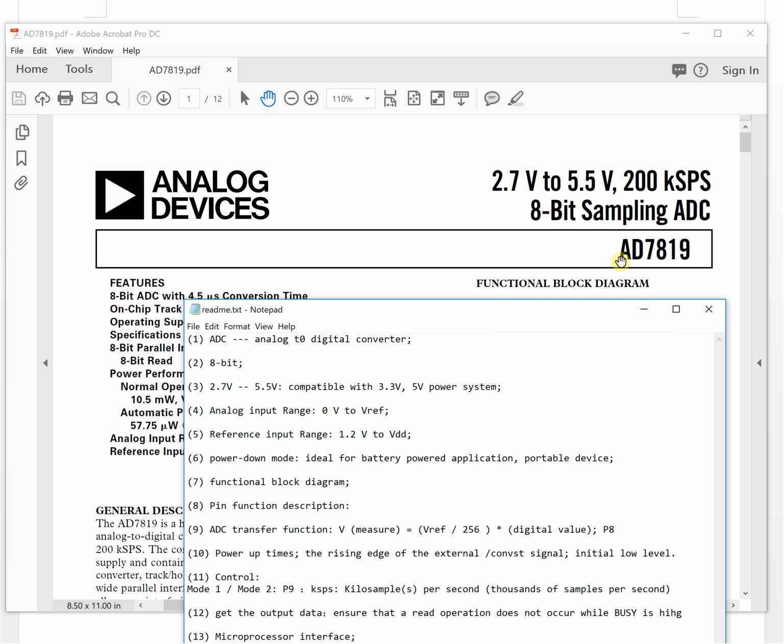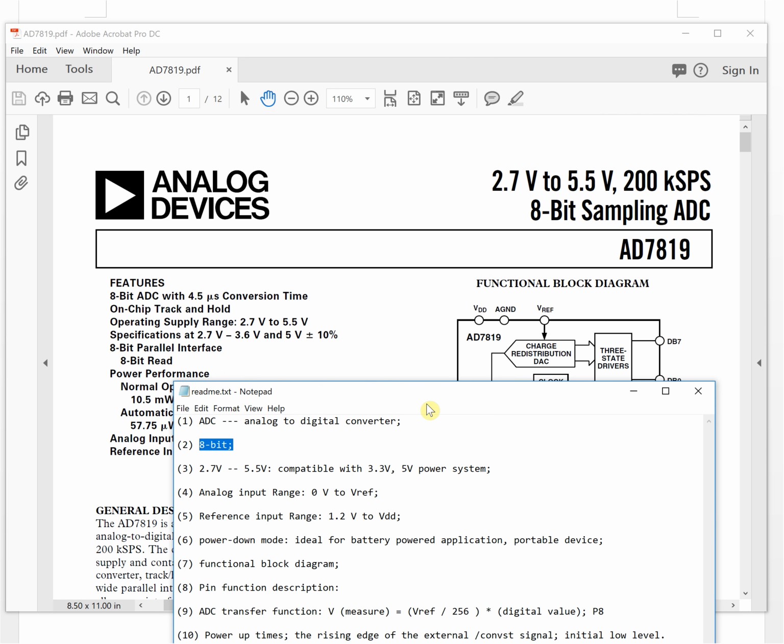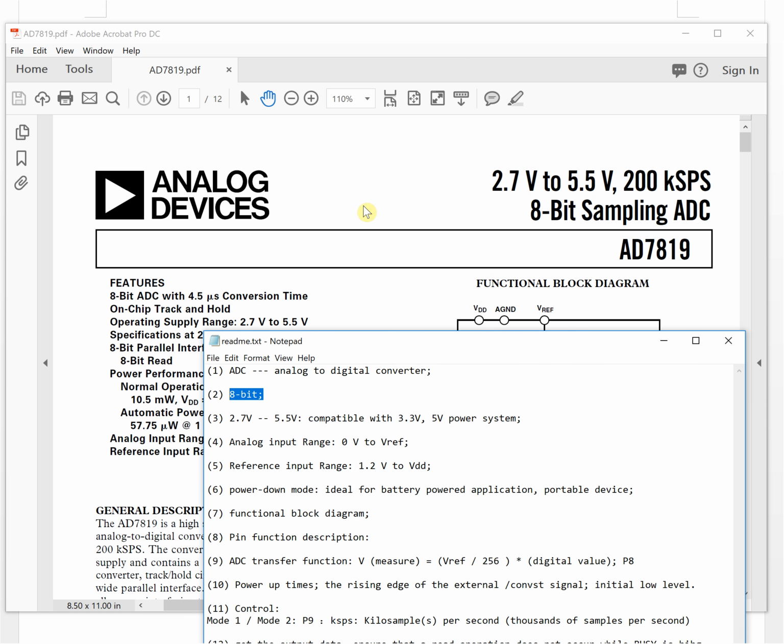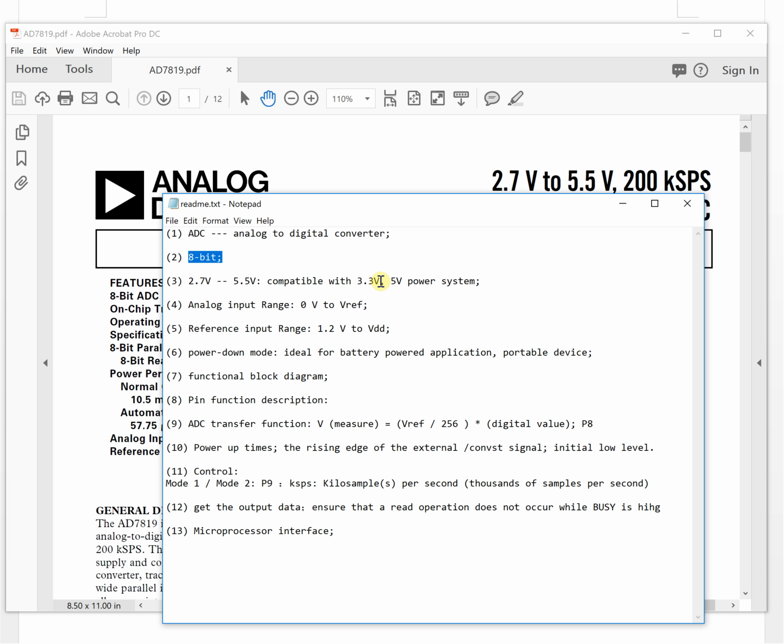First, we should know what the device is for. Of course, it is an ADC, an analog to digital converter. The second thing, it is 8-bit, so this is an 8-bit ADC. The third thing, it's 1.7 volt to 5.5 volt. This is the supply voltage, which means it is compatible with 3.3 and 5 volt power supplies. For a microcontroller system or an FPGA system, these two voltages are very normal power supply voltages, so it can be used for both of them.